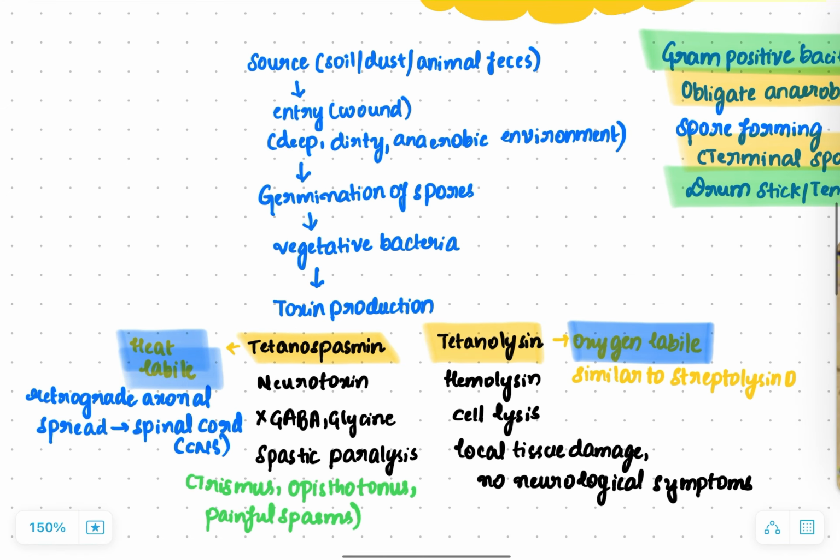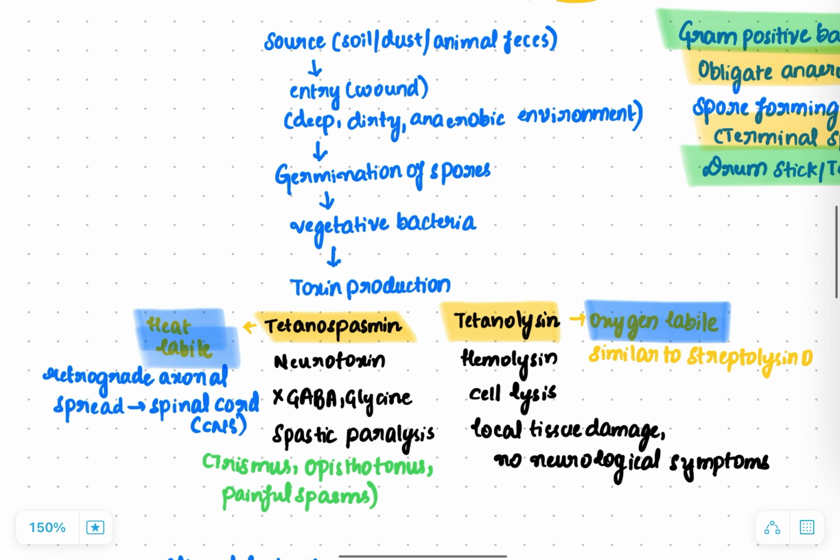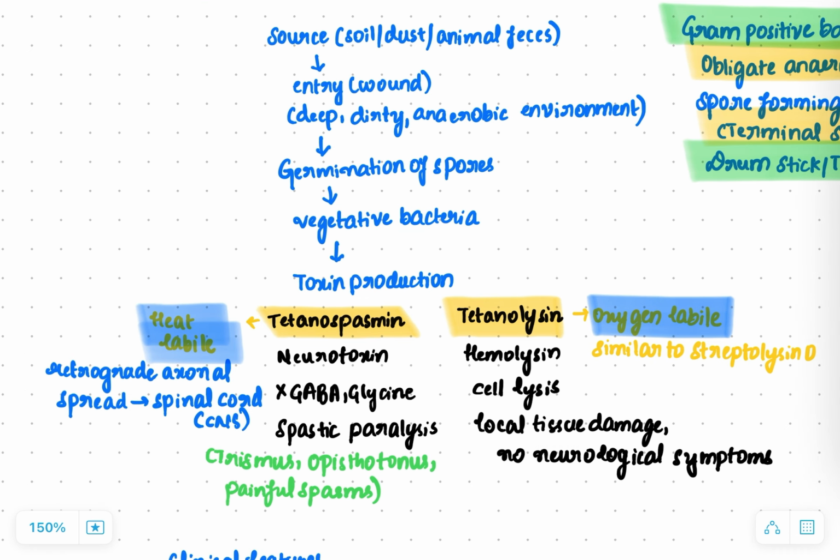Toxins are of two types, tetanospasmin and tetanolysin. Tetanospasmin is the important toxin. This is a neurotoxin, and through the entry wound it will reach the spinal cord through retrograde axonal spread. It will inhibit GABA and glycine, the neurotransmitters which cause relaxation. Because of the inhibition of these neurotransmitters, there are more spasms. So it will be spastic paralysis causing trismus, opisthotonus and painful spasms.